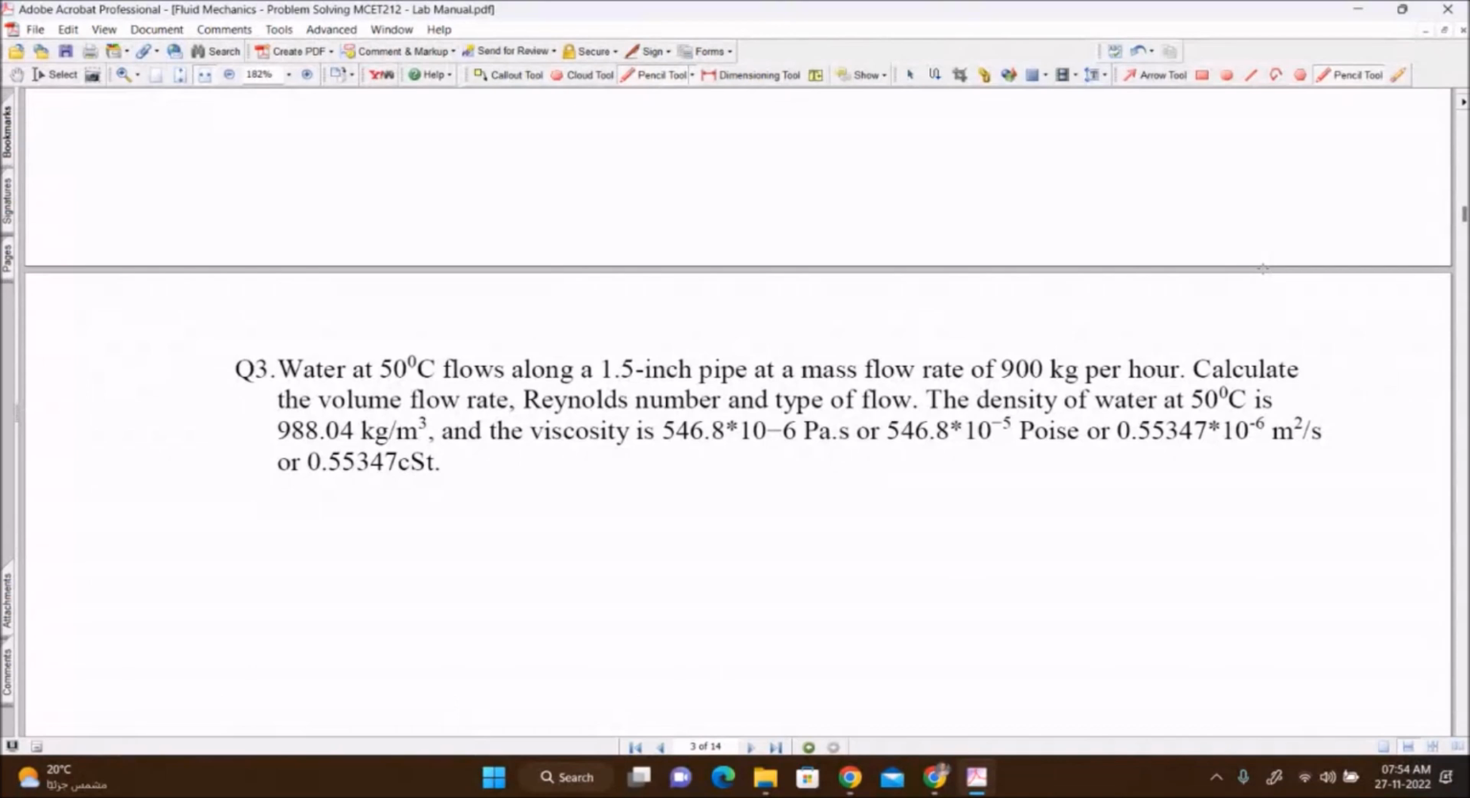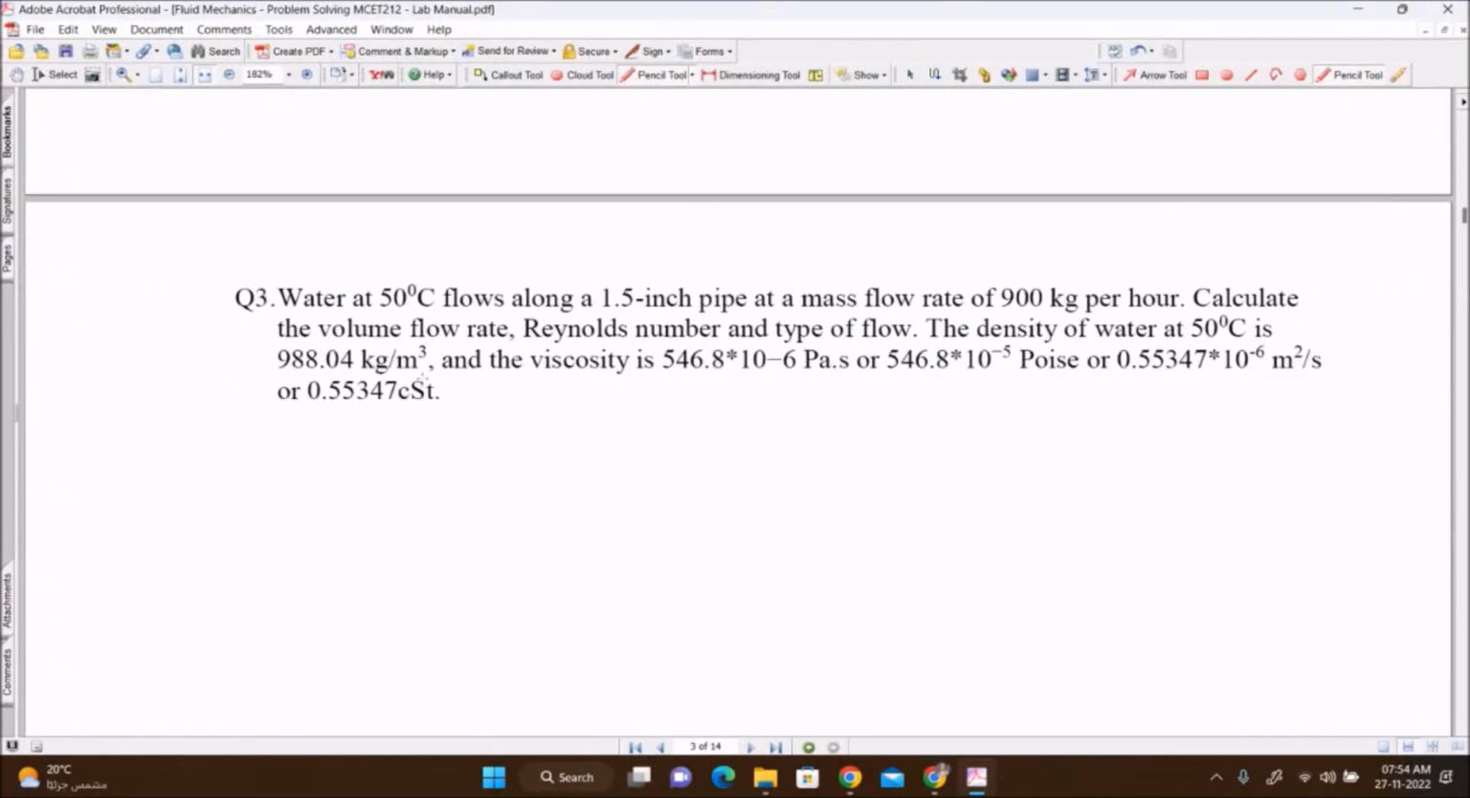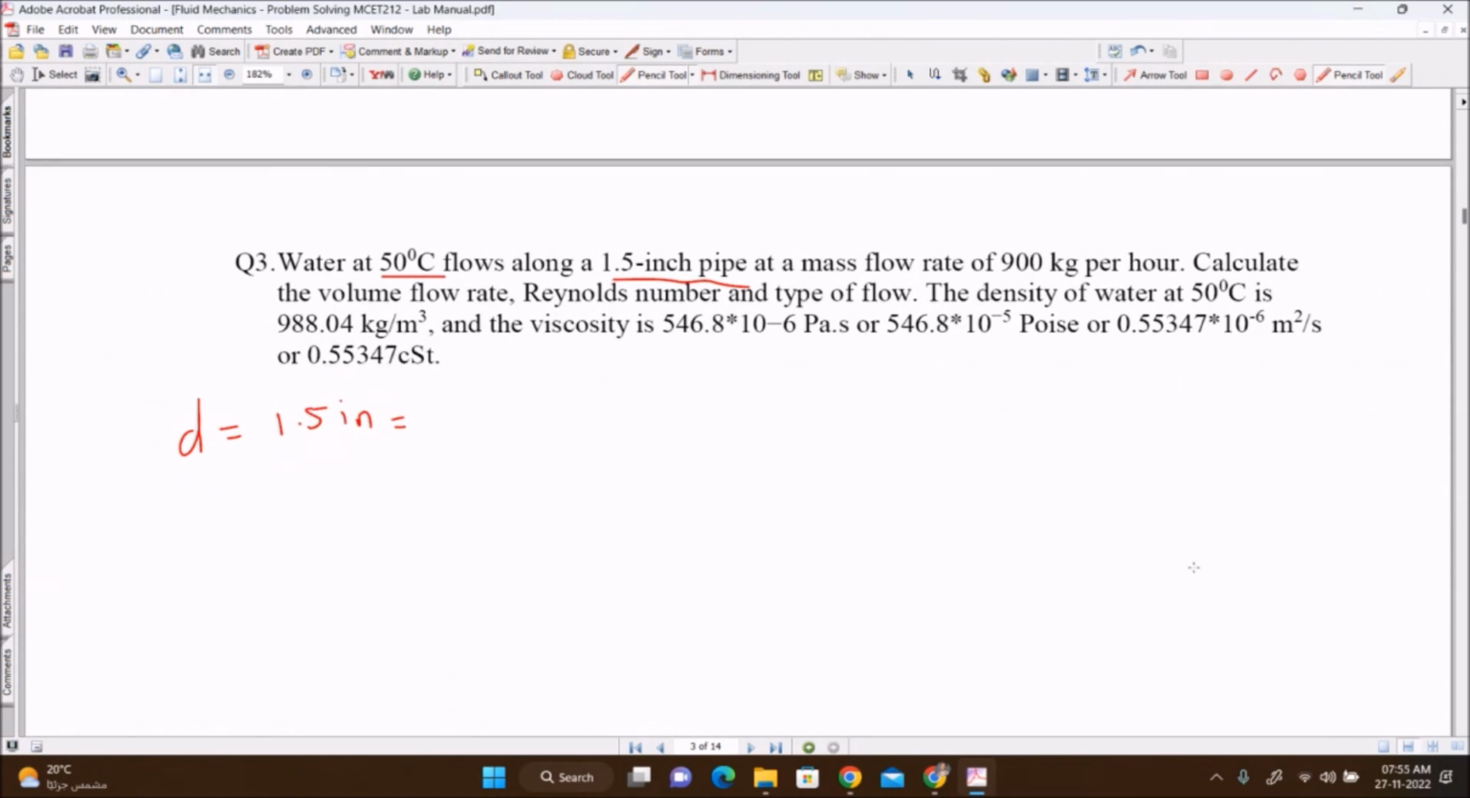Next experiment. The water at 50 degrees centigrade, so temperature is given as 50 degrees centigrade, flows along a 1.5-inch pipe. This is the diameter of the pipe, D is equal to 1.5 inch. As I told, we need SI dimensions. So 1 inch is equal to 25.4.